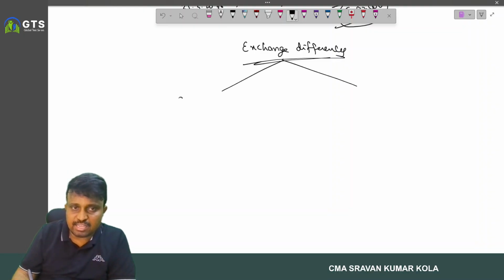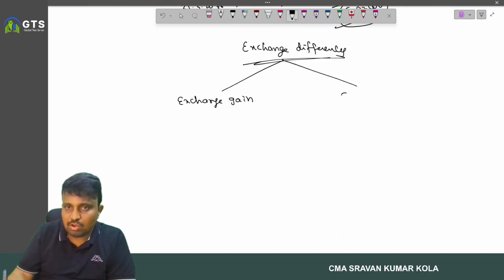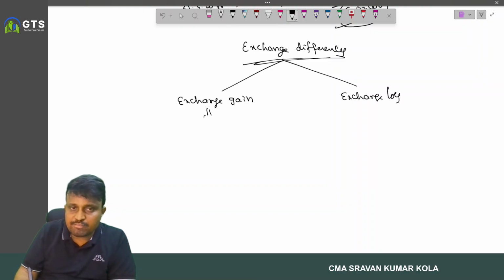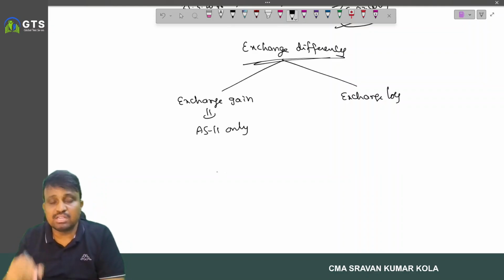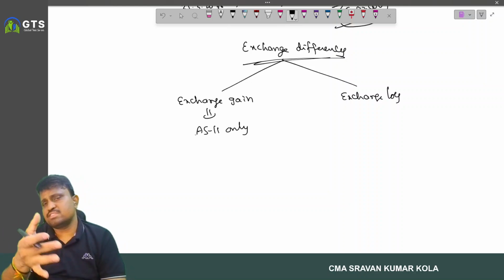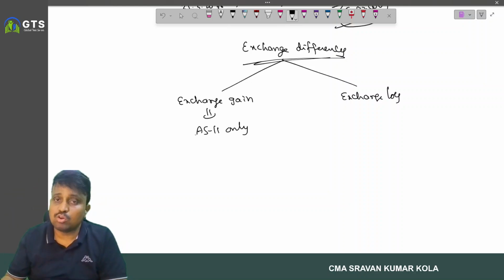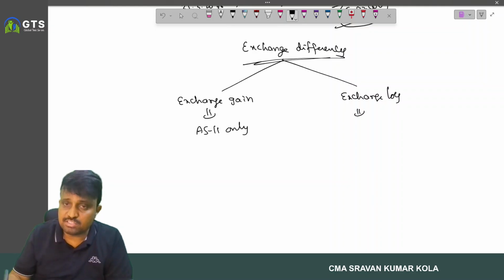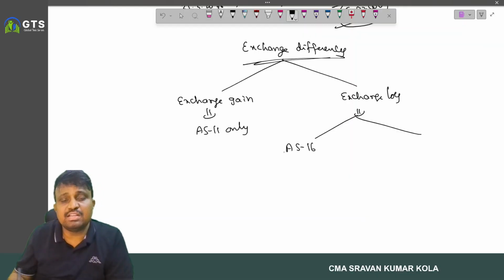If it results in exchange profit, exchange gain, or if it results in exchange loss. And remember, if it is an exchange gain, it is covered under AS-11 only. As per AS-11, exchange gain is credited to profit and loss account. In case of exchange loss, only some part is covered under AS-16.